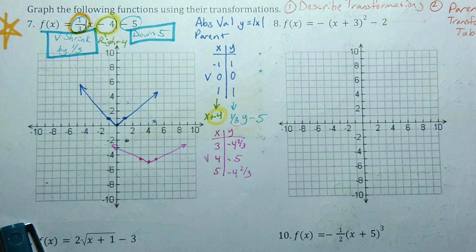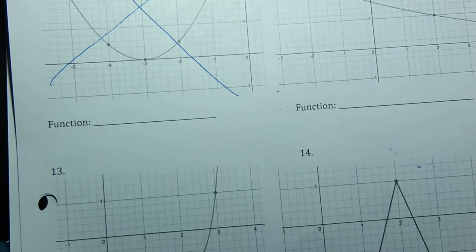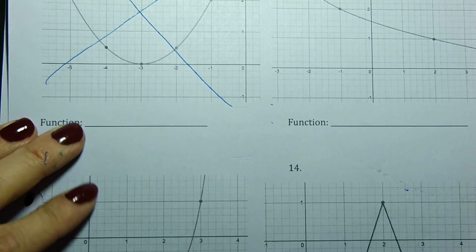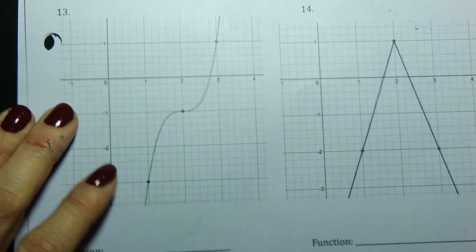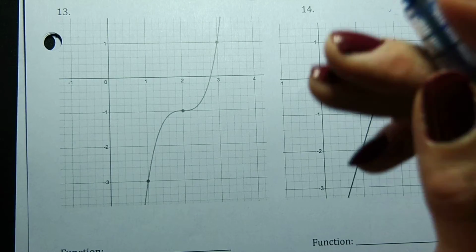All right, we got one more problem to do together, and then I'm going to turn you guys loose. We're going to do number 13 together. So on number 13, we are given the transformed graph, and we want to try to write the equation for this. These types of problems were the most frequently missed on this test for little details like forgetting to designate what type of function this is.